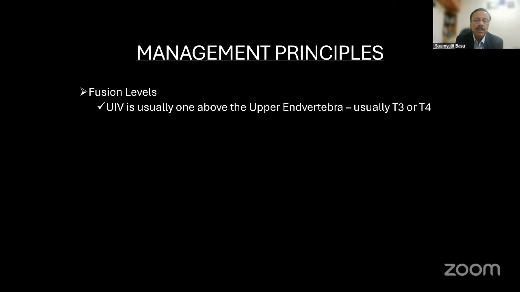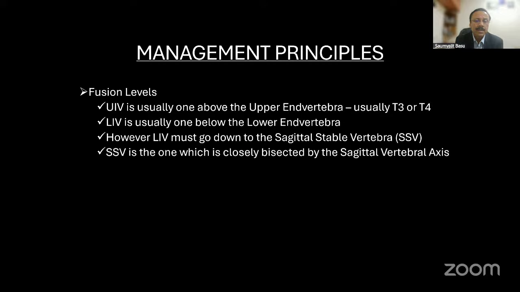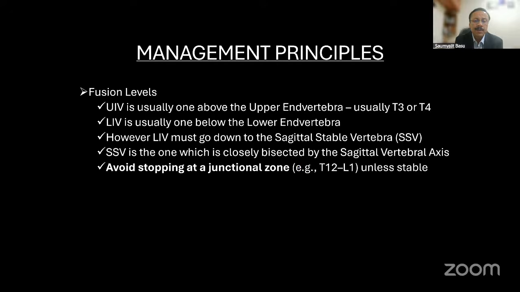UIV is usually one above the upper end vertebra. LIV is usually one below the lower end vertebra. Now, LIV must go down to the SSV, which is the sagittal stable vertebra. If you drop a C7 plumb line or the sagittal vertical axis, the LIV must be best bisected by the sagittal stable vertebra. It is closely bisected by the sagittal vertebral axis or the C7 plumb line.